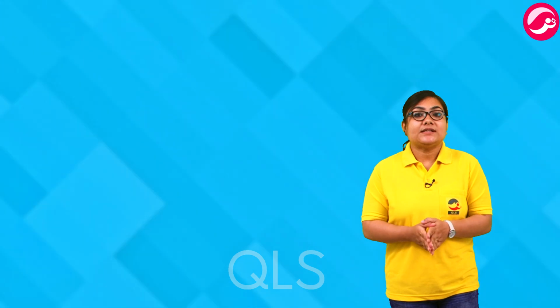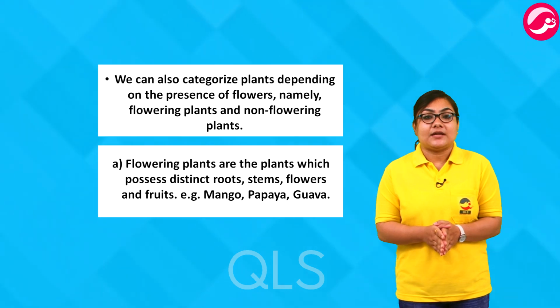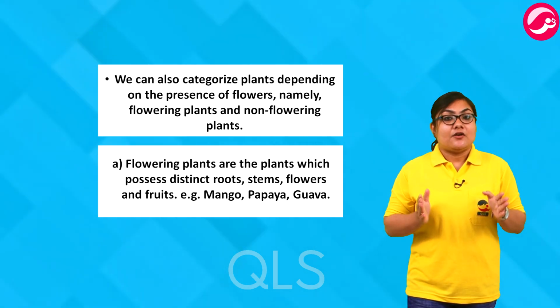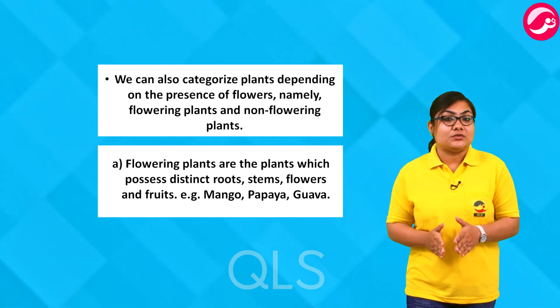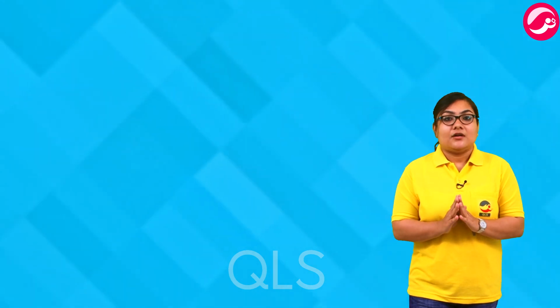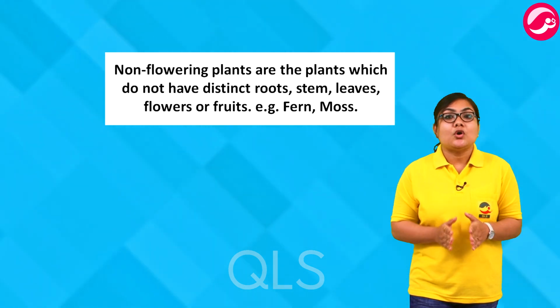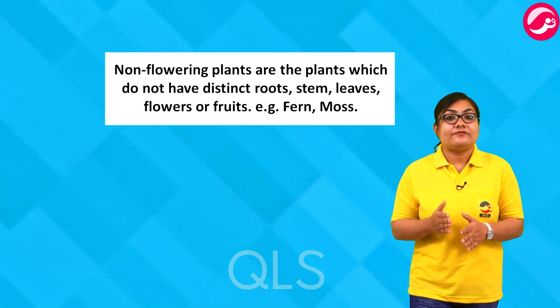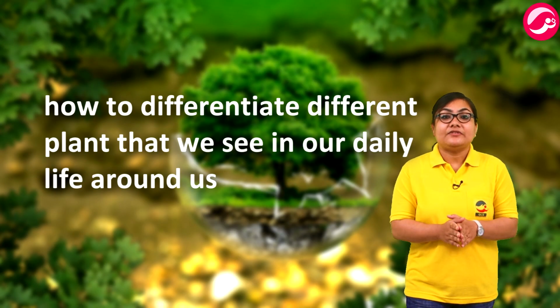Now we can also categorize plants depending on the presence of flowers, namely flowering plants and non-flowering plants. First is the flowering plants. Flowering plants are the plants which possess distinct roots, stems, flowers, fruits. Examples: mango, papaya, guava. Second is the non-flowering plants. Non-flowering plants are the plants which do not have distinct roots, stems, leaves, flowers, fruits, etc. Examples include fern, mosses.